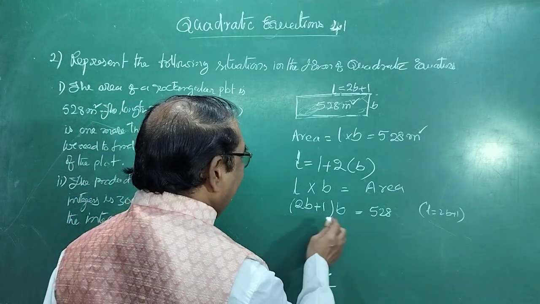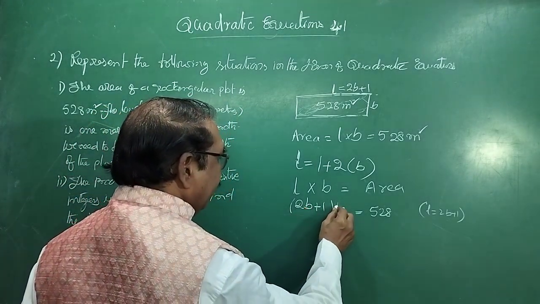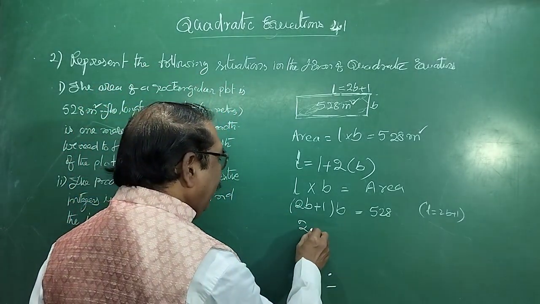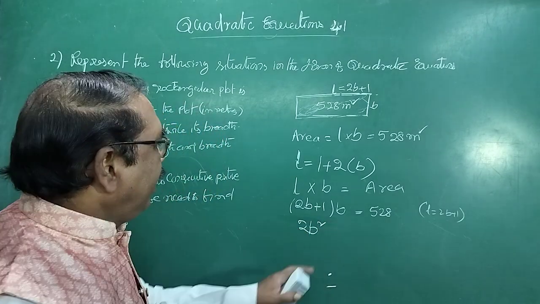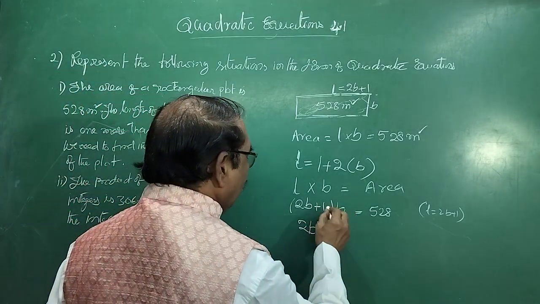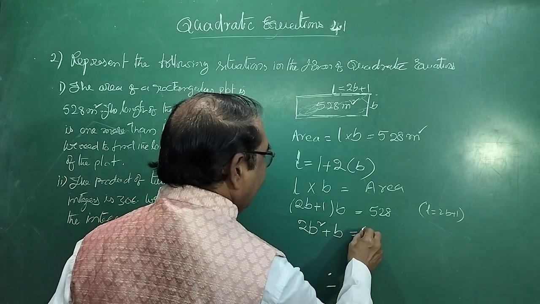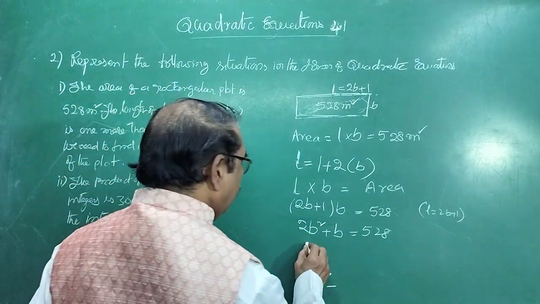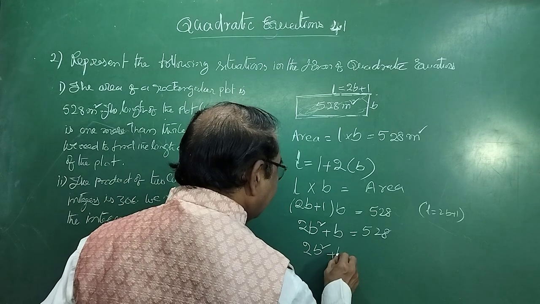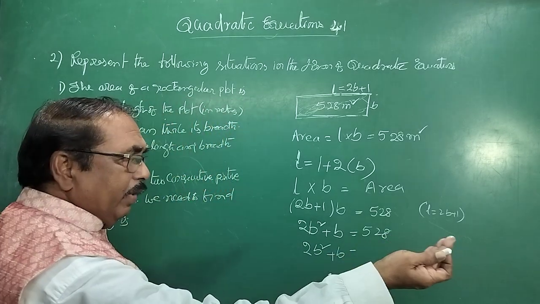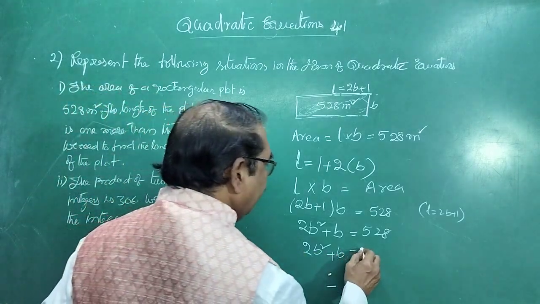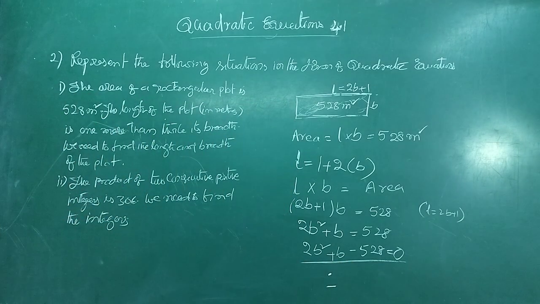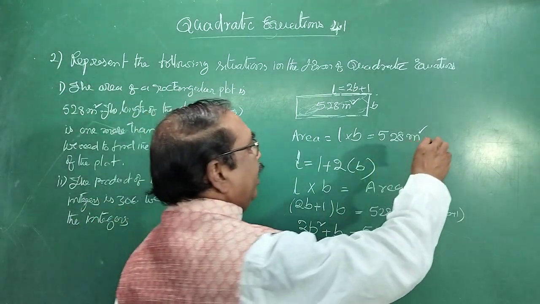Next, let us simplify. b into 2b, 1 into 2, 2, b into b, b square. That is 2b square plus b into 1, that is b, is equal to 528. Let us write the equation. 2b square plus b, when 528 comes to this side, minus 528 is equal to 0. See, it is in the quadratic equation form.